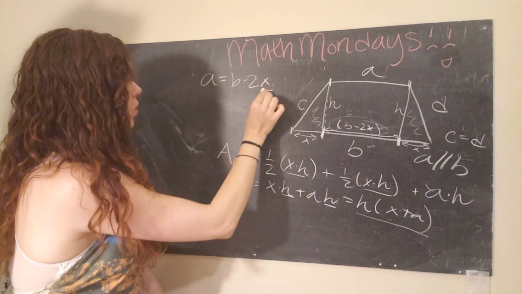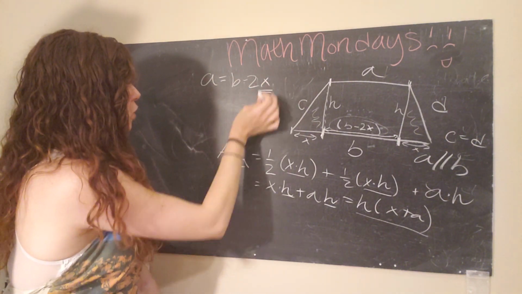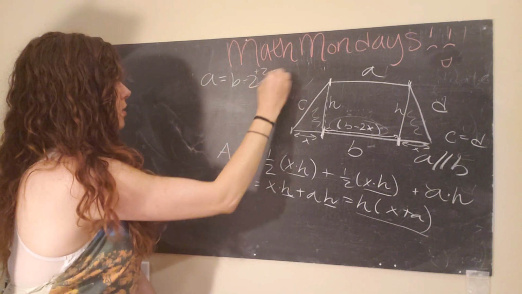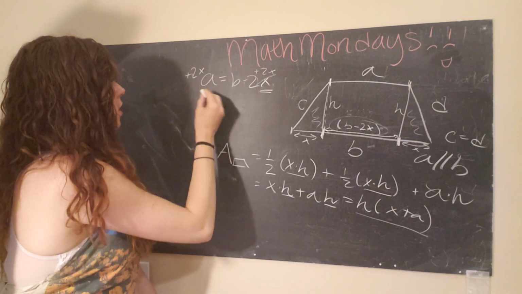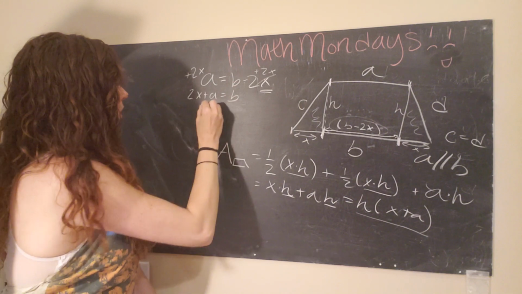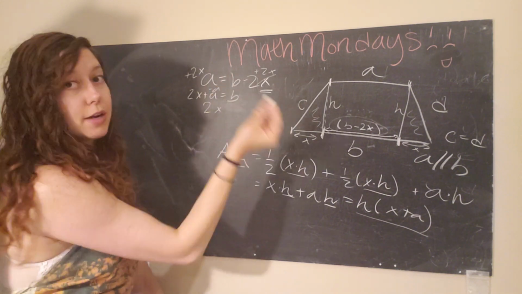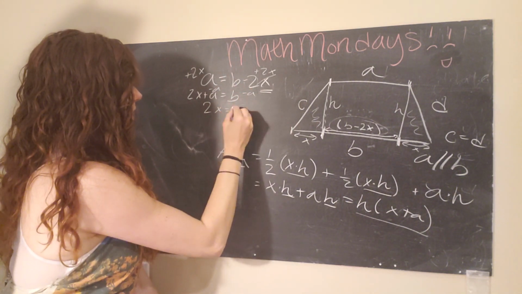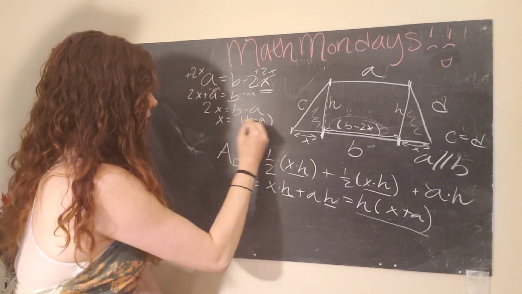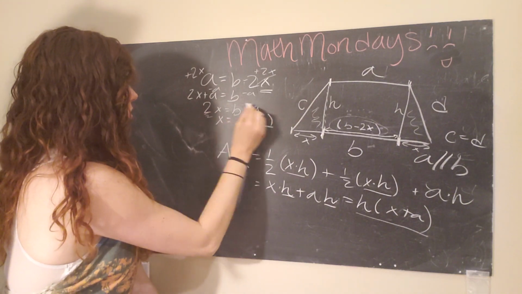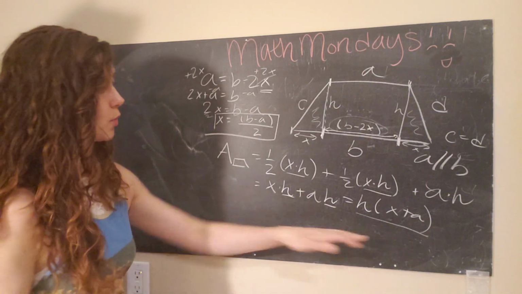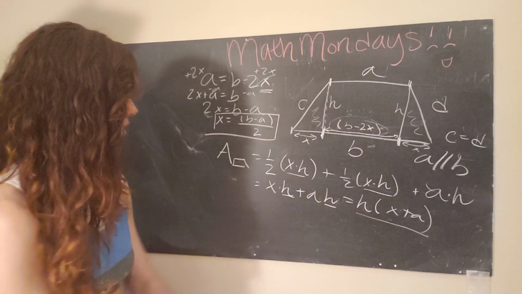So the first thing I do is I get x by itself. So I move, since it's a negative, I'm going to add 2x here, that cancels, and I add 2x on the other side. So I get 2x plus a equals b. 2x, let's minus a from both sides. 2x equals b minus a. X equals b minus a over 2, because I divide by 2. And so that is what x equals. Rad. Now I can plug that into this equation.